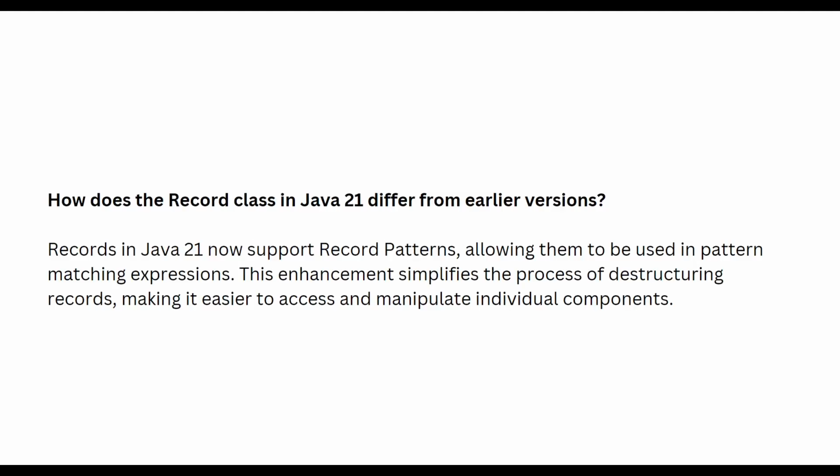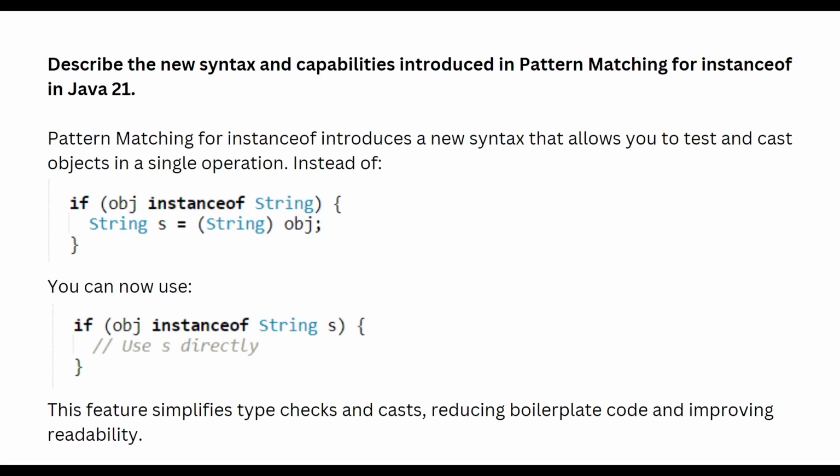How does the record class in Java 21 differ from earlier versions? So as you know, the record class was already there before Java 21. So what is different? Records in Java 21 now support record patterns, allowing them to be used in pattern matching expressions. This enhancement simplifies the process of destructuring records, making it easier to access and manipulate individual components.